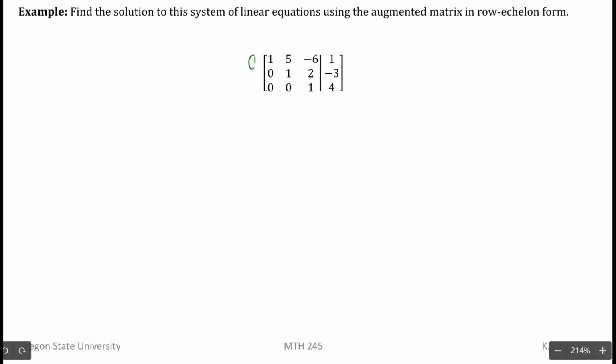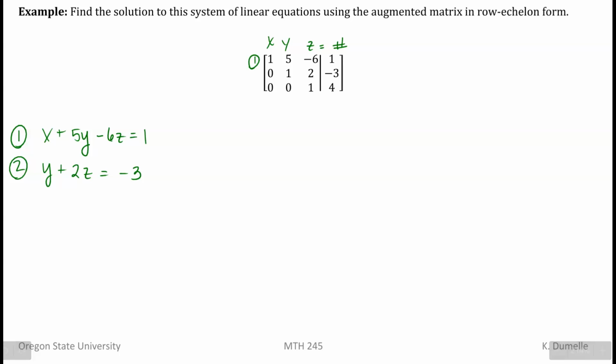So equation 1 here comes from this first row. Remember, we have our x's, our y's, our z's equal to some number. So equation 1 is x plus 5y minus 6z equal to 1. Equation 2 is y plus 2z is equal to negative 3. And equation 3, well, that's a nice equation. We have z equals 4. So we actually already know what one of our variables is. Now we need to find what is y and what is x.